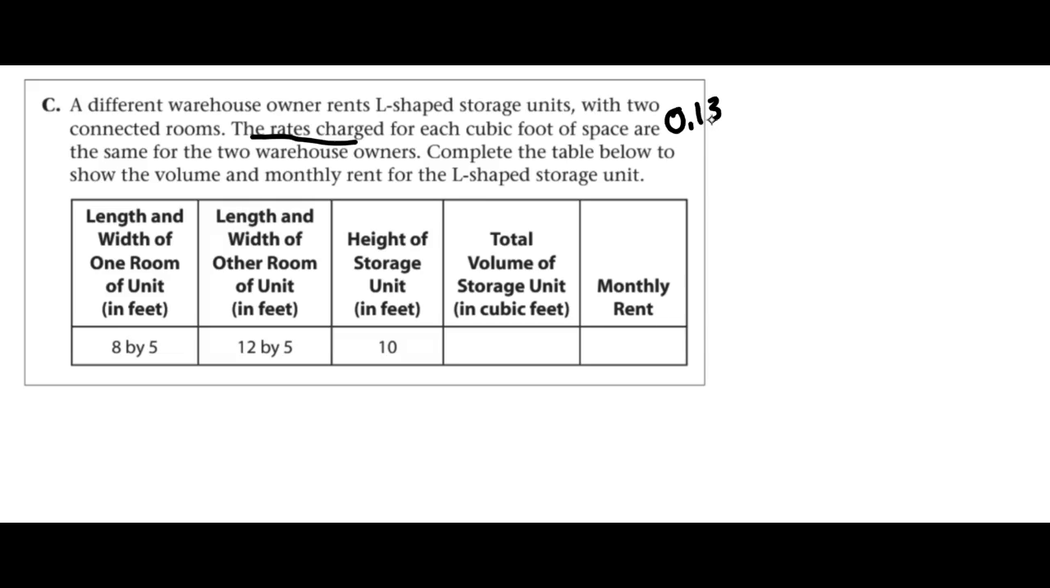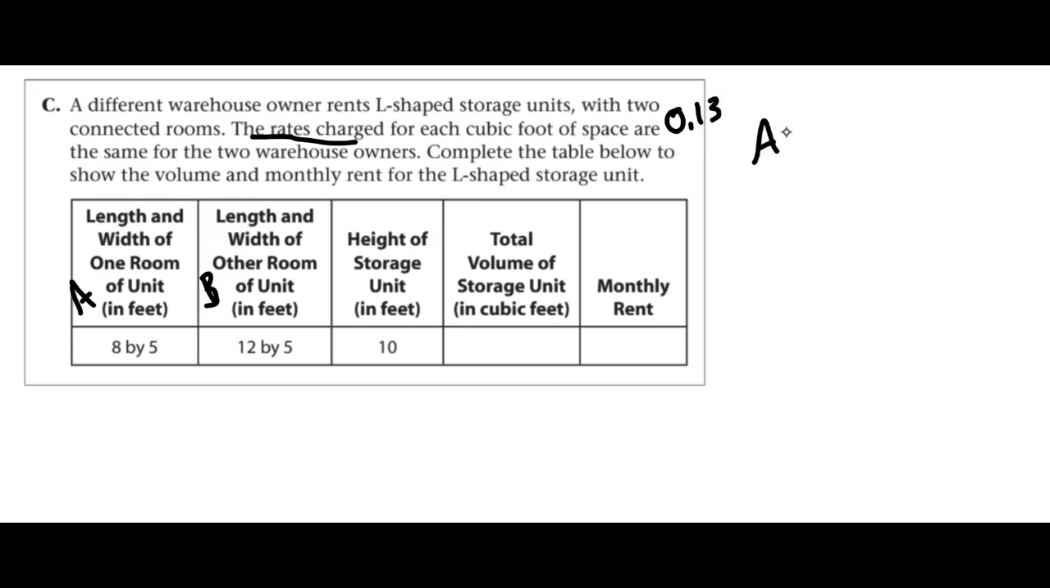Okay, so according to this chart, the length and width of the first room of the storage unit is an 8 by 5 room. So length is 8, width is 5 feet. The other room is a 12 by 5, so 12 feet long, 5 feet wide. The height for both of them is 10 feet. So we'll call this one room A and this one room B. We have to find the volume for room A.